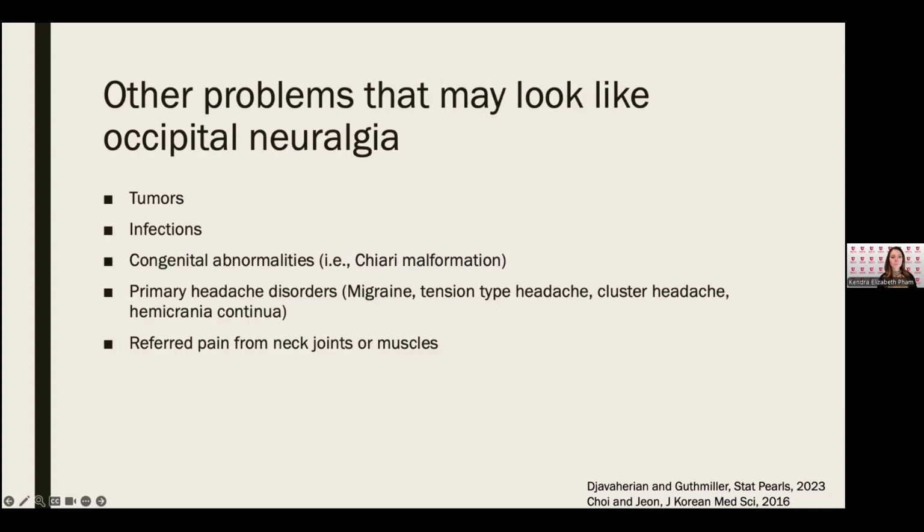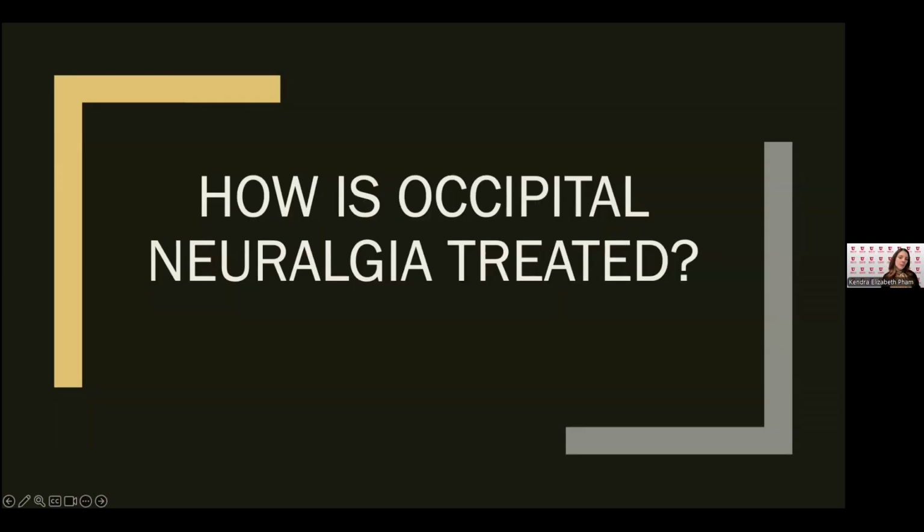So other problems that might have symptoms that look like occipital neuralgia could include something such as tumors or infection, congenital abnormalities, Chiari malformations, other primary headache disorders, migraine, tension type headache, cluster headache, hemicrania continua, and then referred pain from either the neck joints or the muscles. And so we want to think about those too and make sure we're not missing something other than occipital neuralgia.